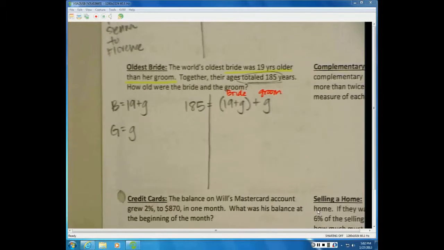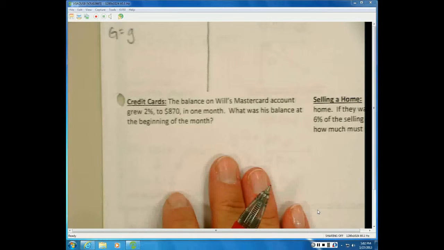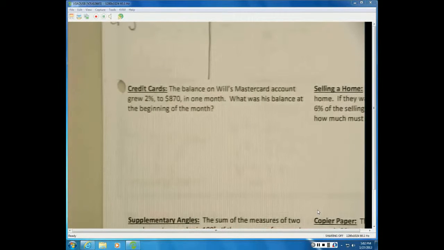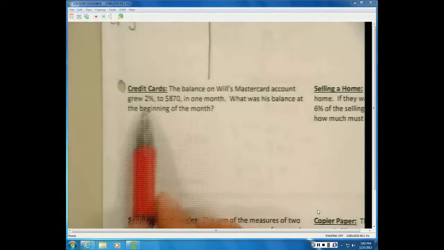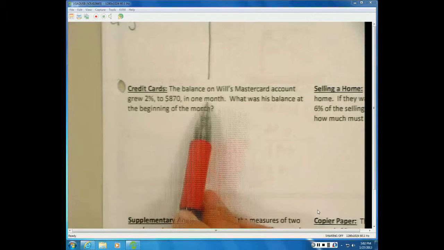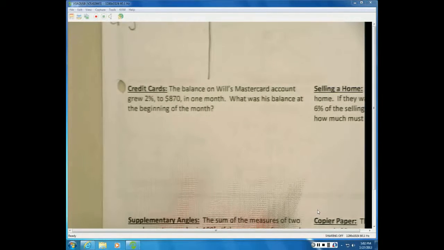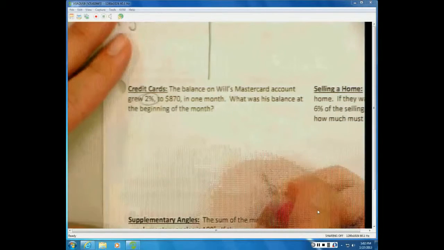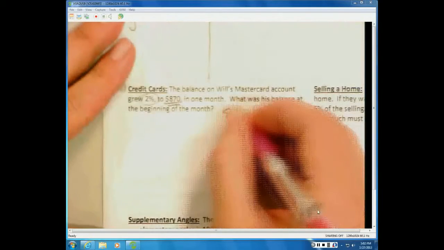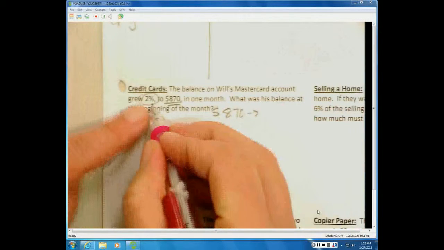The next one is a teeny tiny bit tricky, a little bit. The balance on Will's MasterCard account grew 2% to $870 in 1 month. What was his balance at the beginning of the month? So the balance grew 2%. What this tells me is that the 870 corresponds with a percentage that is 2% larger than the original.